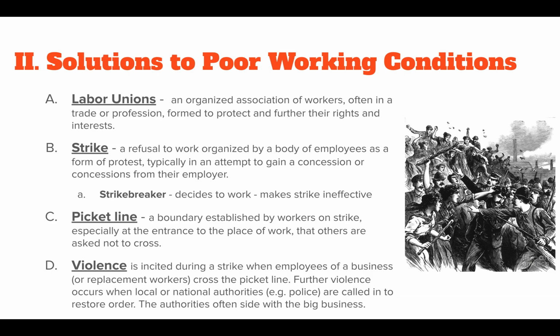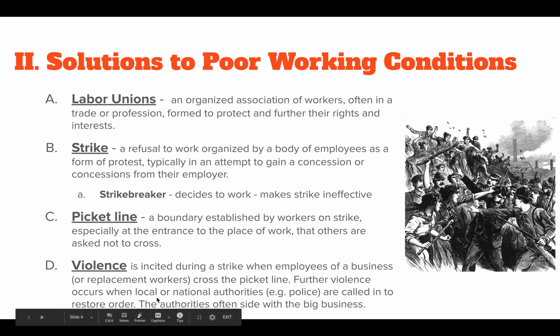Finally, violence, especially early on with the Homestead strike, often resulted from these strikes and is incited during a strike when employees of a business or replacement workers cross the picket line. In the case of the Homestead strike, scab steel workers crossed the picket line to work, and this made the strikers upset. Those scabs, remember, weren't part of the union.